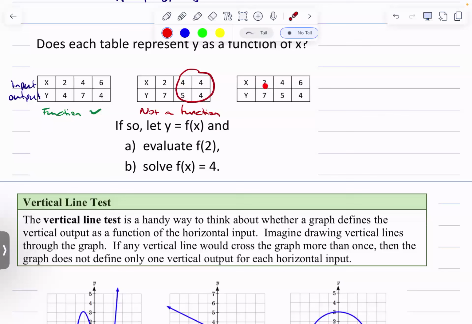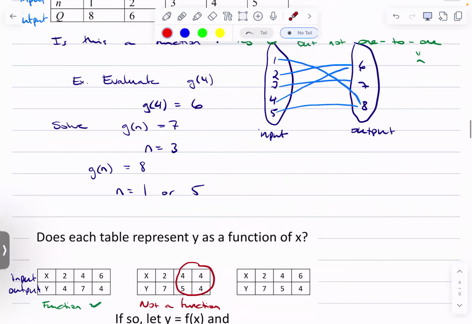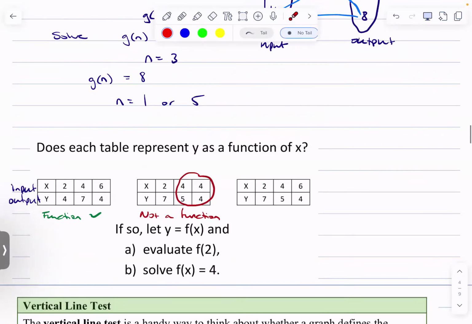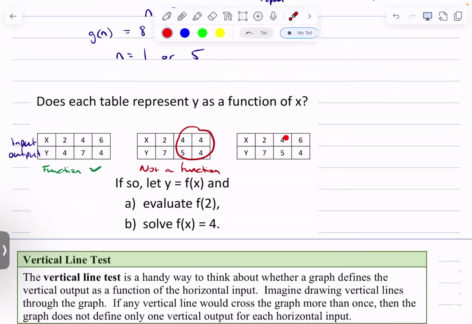Now I'm back to unique inputs. That's nice. 2, 4, 6. And I also have unique outputs. Wow. What would this look like? If you did your, I don't know what to call these little, I think I've heard them called beans before, but I don't know, sets. If you did this, right, 2 goes to 7, 4 goes to 5, and 6 goes to 4. This is not just a function, but it's a one-to-one function. Nice.